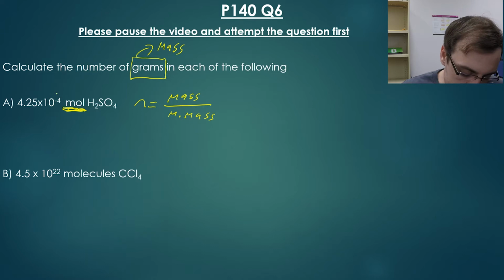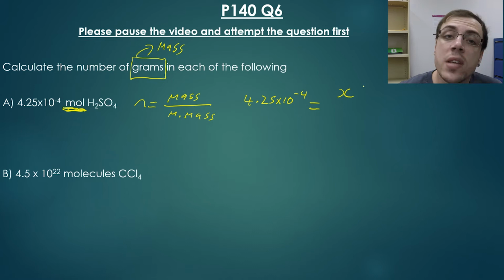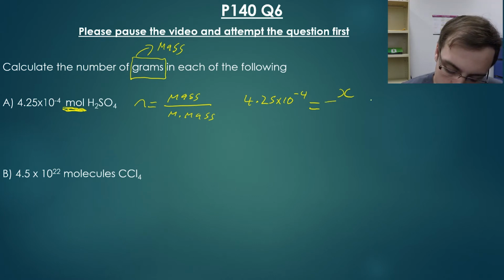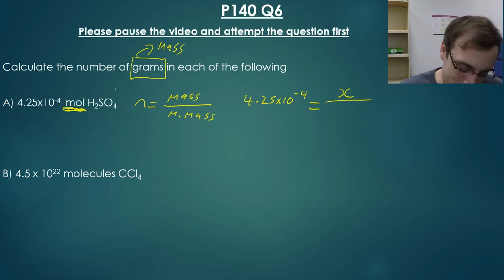So we can see here that the number of moles that we have are 4.25 times 10 to the minus 4, is equal to the mass. So we don't know what the mass is because that's the point of this question. So I'm going to denote that as X because it's unknown, over the molar mass. So the molar mass, we can always find out because we can use the periodic table. So H2SO4.